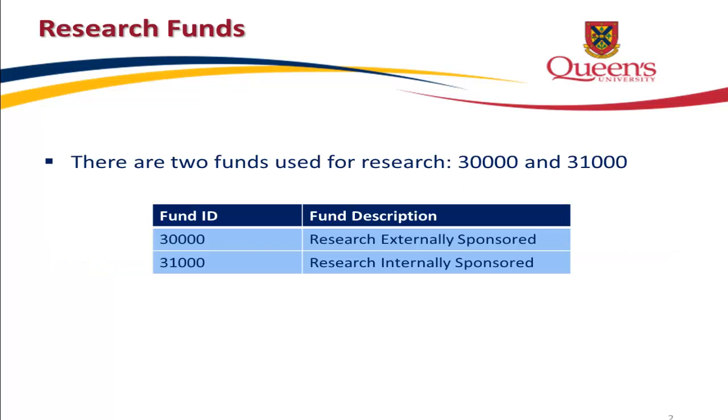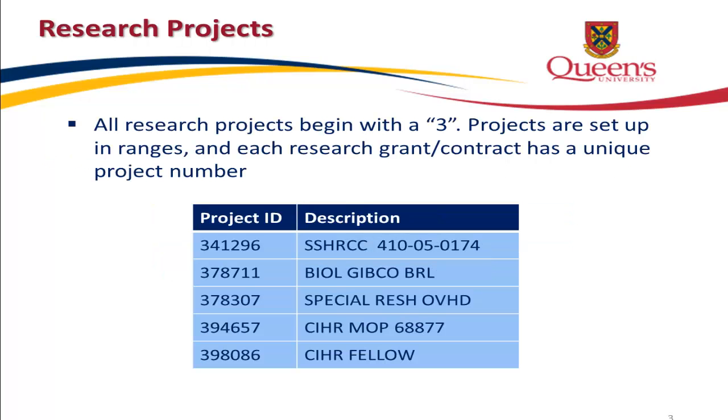There are two funds used to report research revenues and expenses. Fund 30,000 is used for externally sponsored research, and 31,000 is used for internally sponsored research. All research projects begin with a 3 and are 6 digits in length. Projects are set up in ranges by funding agency type, and each research grant or contract has a unique project number. For example, projects funded by the Canadian Institutes of Health Research, also referred to as CIHR, may reside in the 394 or 398 project ranges.